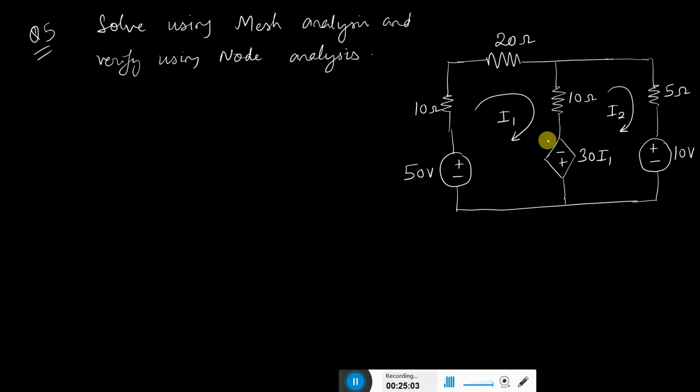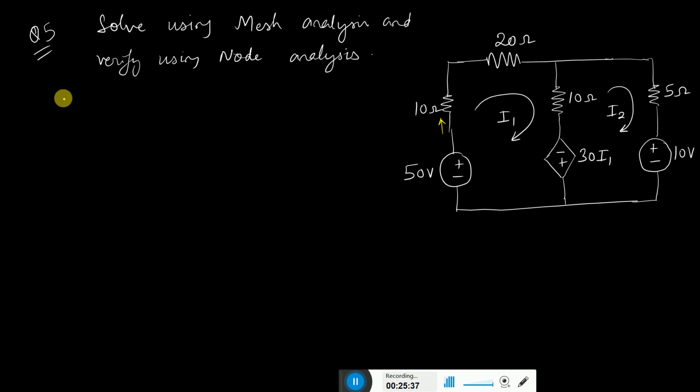This is different from the other problem in that there is a dependent voltage source whose value is 30 I1, and this I1 is nothing but the mesh current I1 here. So 30 I1 is also the current which is flowing through the 10 ohm resistor. If there is a dependent voltage source, no need to worry, just simply apply mesh analysis, and in mesh analysis we'll apply KVL.